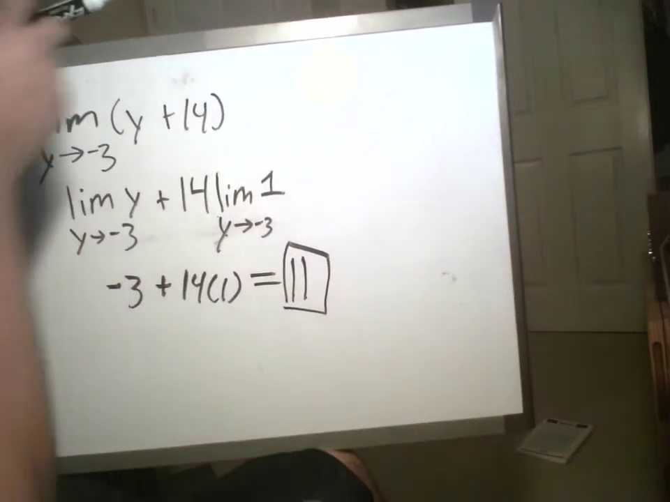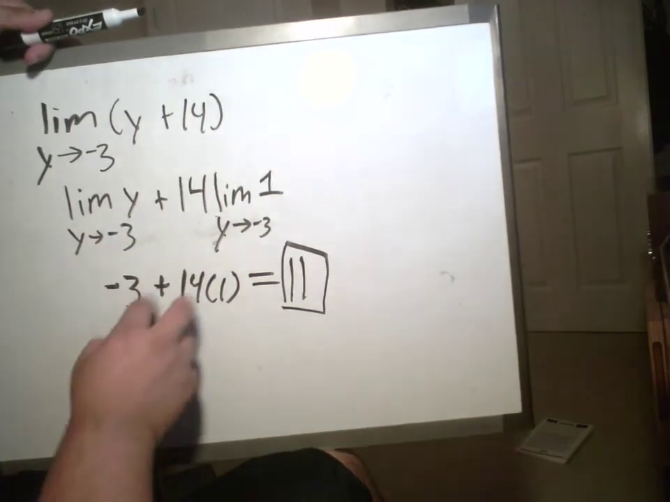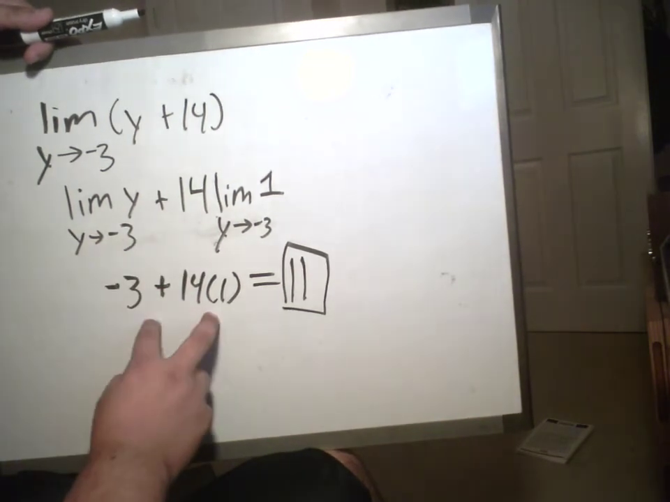That one wasn't too bad. We just have to rewrite the limit in each one of these expressions, and then we evaluate the limit using our limit laws and we get 11.